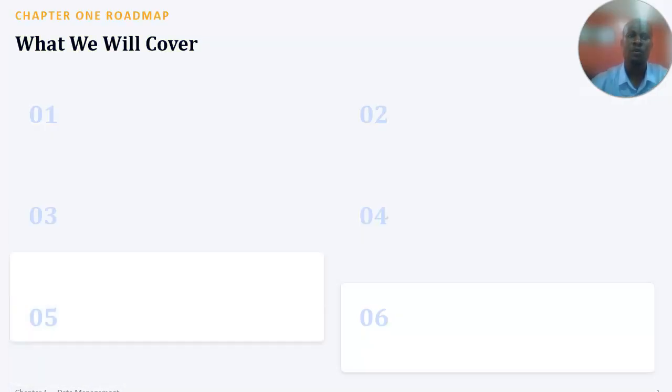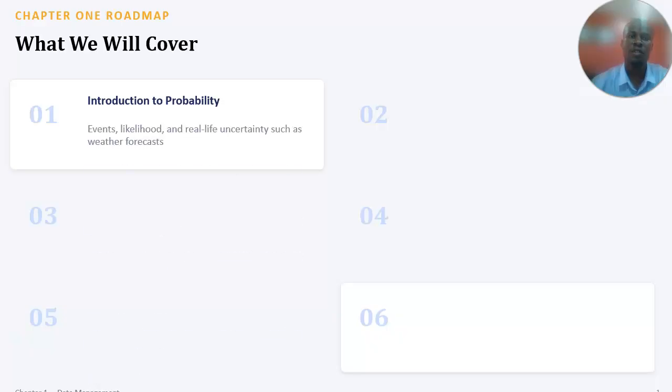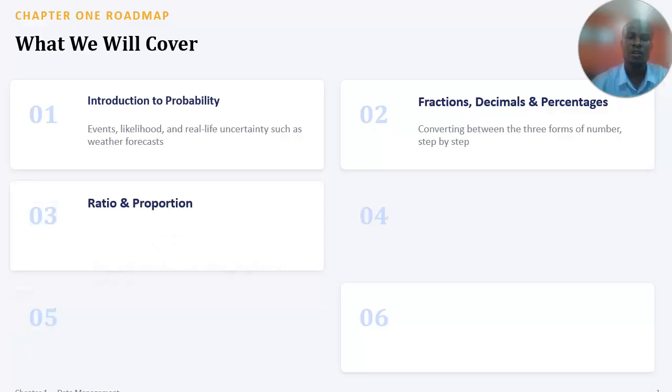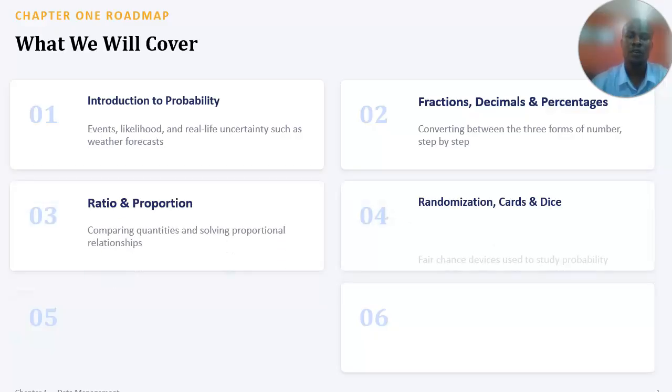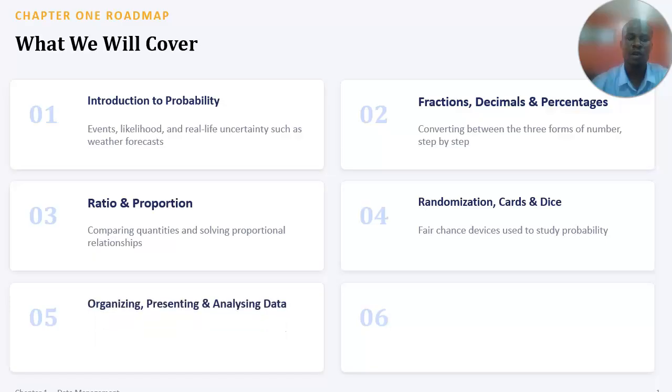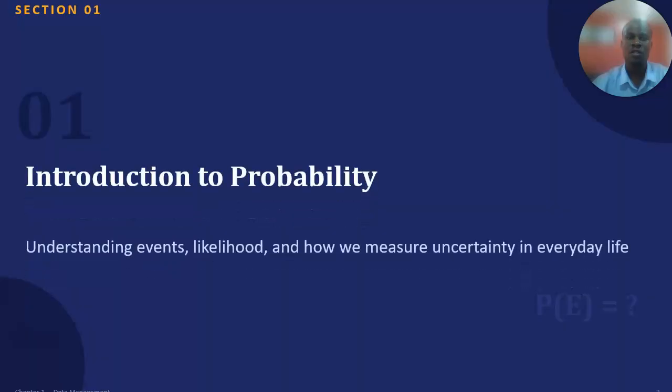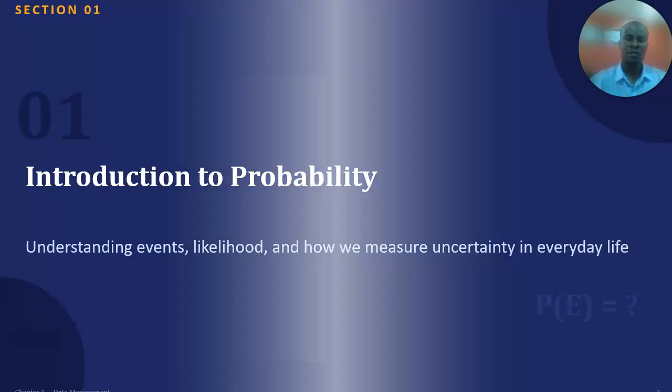Now let's see what we're going to cover. The roadmap. Number 1, we have introduction to probability. Number 2, we talk about fractions, decimals, and percentage. Third, we talk about ratio and proportion. Fourth, we talk about randomization, that's talking about the cards and the dice. Then number 5, we talk about organizing, presenting, and analyzing data. So these are everything we'll be talking about in simple probability. So number 1, introduction to probability. You have to understand events, likelihood, and how we measure uncertainty in everyday life. Do we understand? Okay, good.